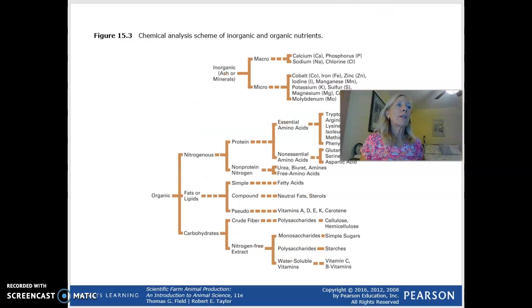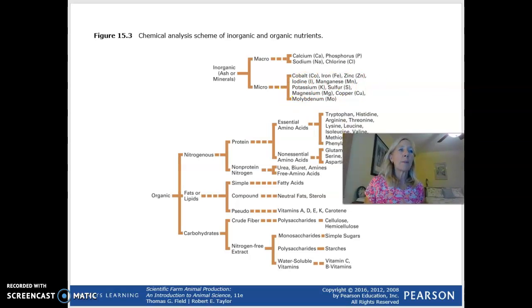So if we look at this in a little more detail, we can see that ash or minerals can be broken into two categories. Macro minerals are minerals you need a lot of. Micro minerals are minerals you just need a tiny bit of. And micro minerals typically are very essential for certain types of body functions, but you need them in very small quantities. And if you have too much of them, they can actually cause toxicities.